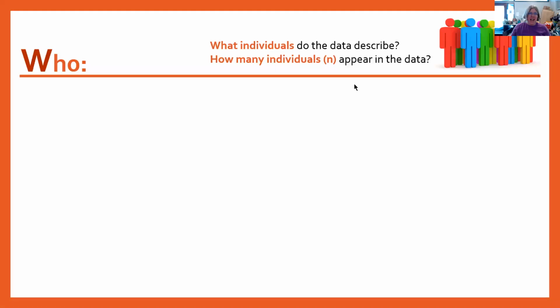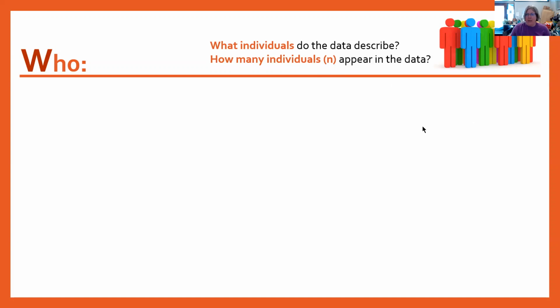We'll start adding context to our data by looking at the who. So some questions you might want to consider here are, what individuals do the data describe and how many individuals appear in the data? And that lowercase n that you see in parentheses there, that's the symbol we use in statistics for our sample size. So you'll see that throughout the class, and anytime you see that, it's just the number of individuals in your data set. All right, so why would we question what individuals the data describes?